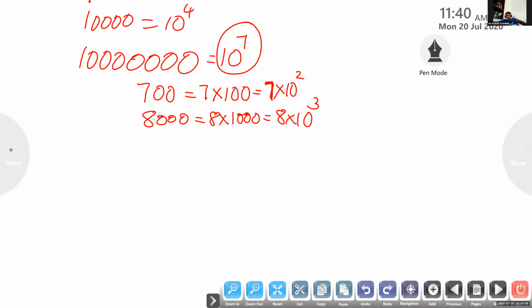Next, one more example I'll give you. Suppose it is 15,000. How can we express 15,000? 15 into 1000 is equal to 15 into 10 raised to 3. But while writing standard form, only one digit we have to write in the integer part. So 1 into 10 raised to 4. We need only one digit in the integer part, the first digit only. So 1. Then we will put a point.